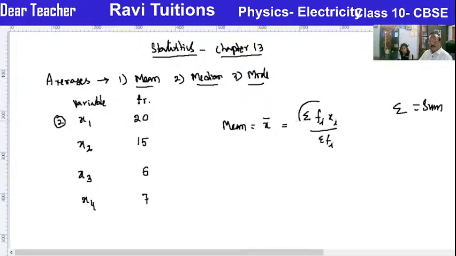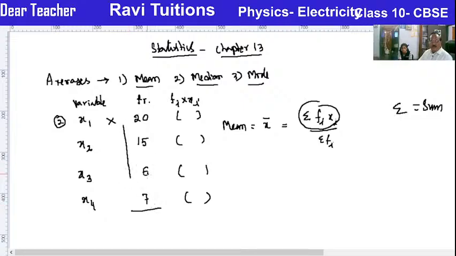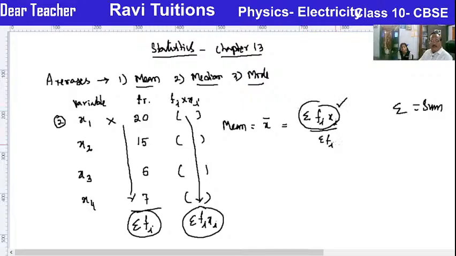So sigma fi xi means you need fi into xi. That means these two will be multiplied and you will get some answers here. You have to add; this is frequency. If you add this, you will get sigma fi. If you add all these products, you will get sigma fi xi. These two values you have to use in this formula, and if you put them in, you will get the arithmetic mean. This we have done last year.